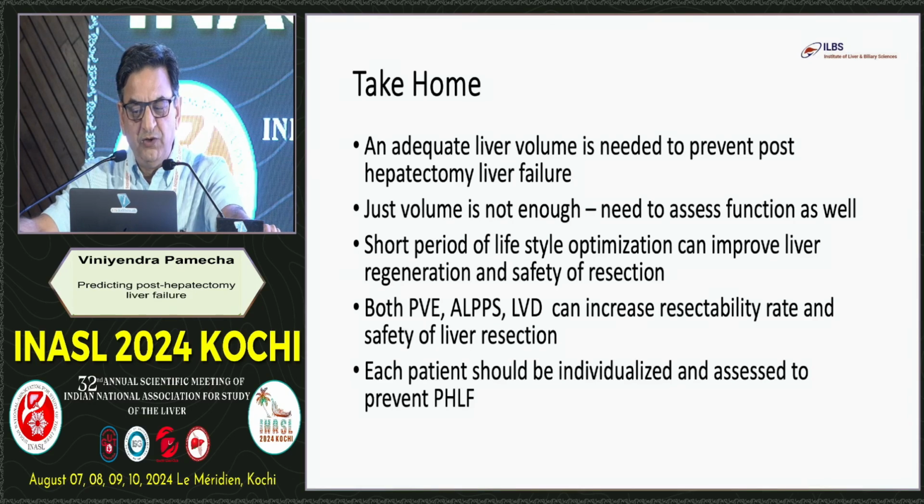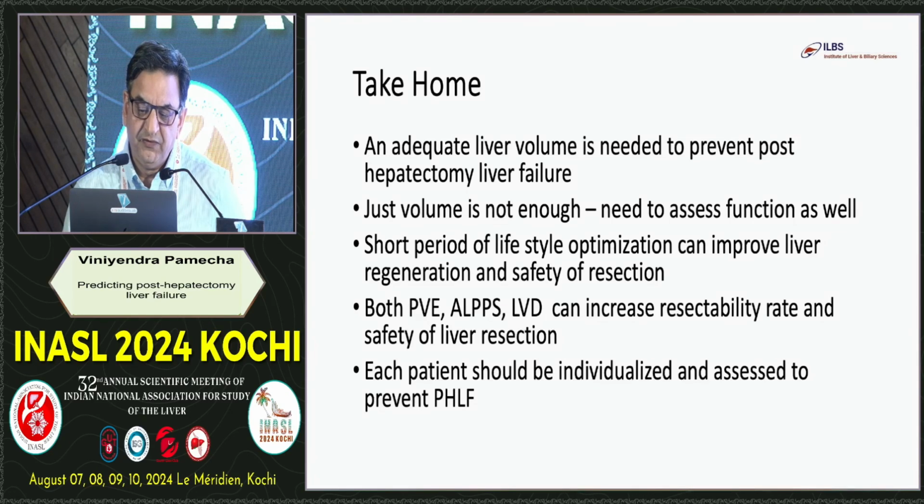An adequate liver volume is needed to prevent post-hepatectomy liver failure. Just volumes are not good enough. Need to assess function as well. A short period of lifestyle optimization can improve liver regeneration and safety of liver resections. Both PVE, ALPS and LVD can increase resectability rate and safety of liver resections. Each patient should be individualized and assessed to prevent post-hepatectomy liver failure.